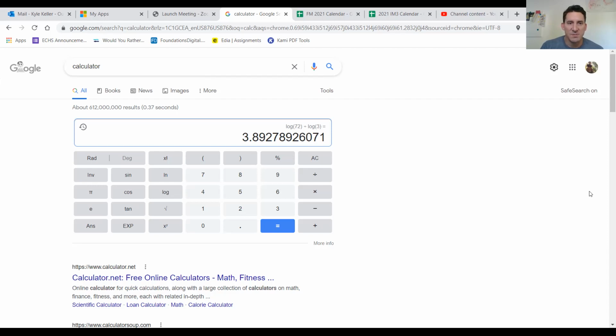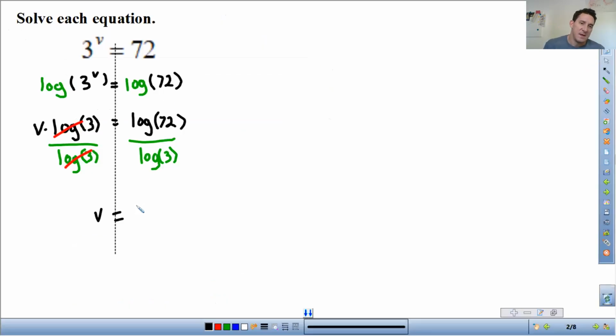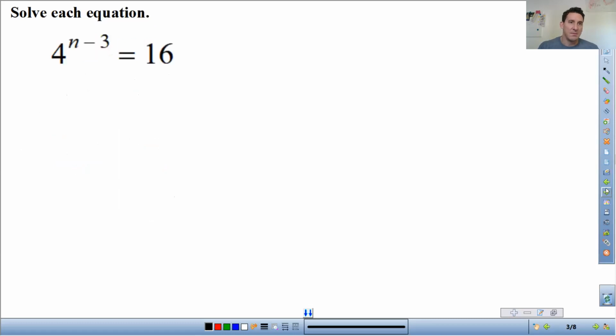So this is 3.893, I think it was. Yeah, 3.893. So to solve an equation where you have the variable in the exponent, what you do is you use a log to get that variable out of the exponent. Then you can use the properties of logs to bring it down in front, and now you just divide to solve. All right. So let's look at an example where there's going to be more than one step.